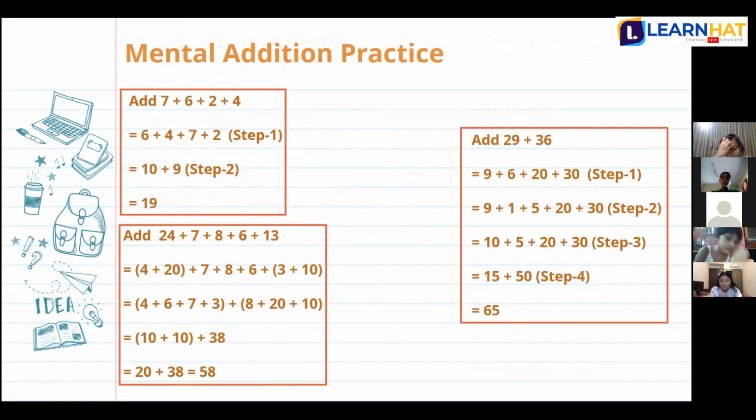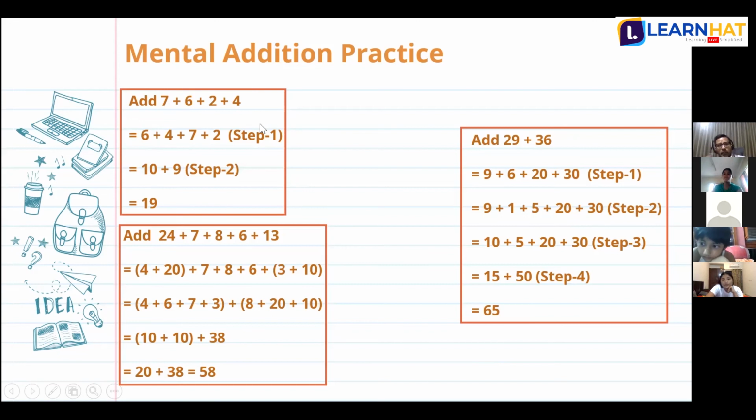Okay, I think this is the last part of this presentation or the call. So if someone asks you to do 7 plus 6 plus 2 plus 4, what do you do? We need to apply whatever we learned as a concept while doing mental addition. Ultimate goal, we should solve the sums mentally. That's the importance of this Vedic Maths. Okay, I'll give you a couple of examples here. 7 plus 6 plus 2 plus 4.